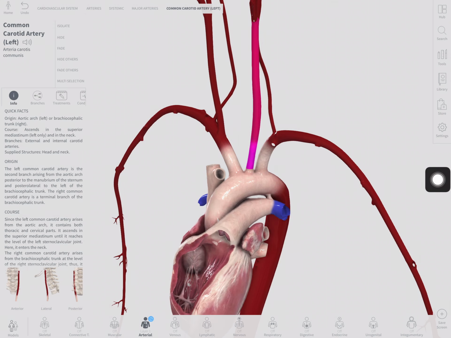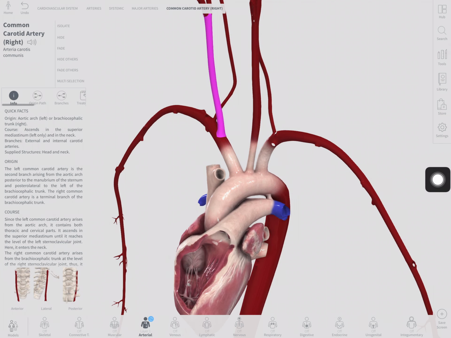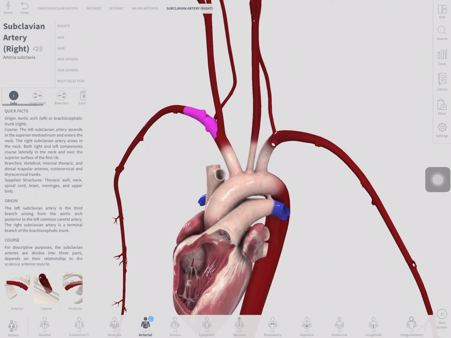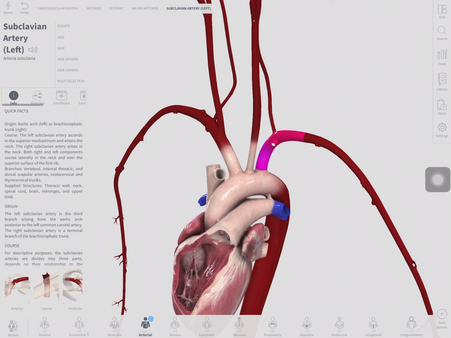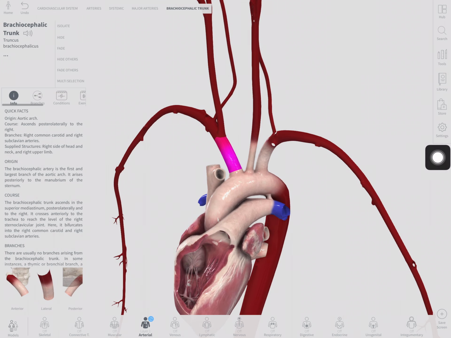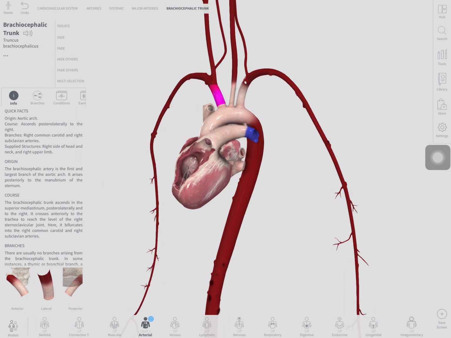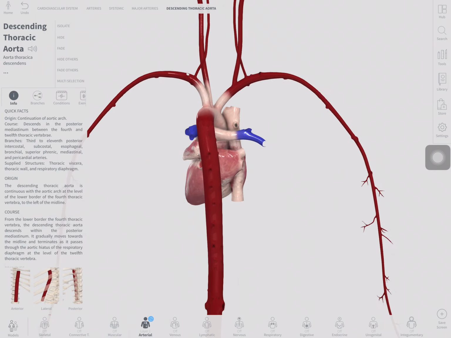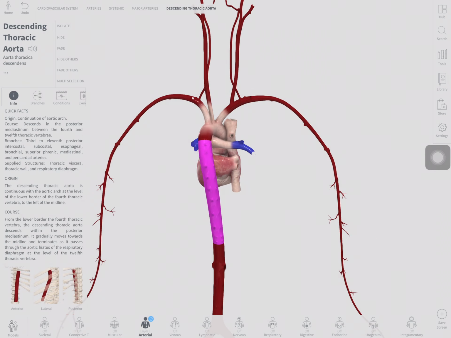This is the right common carotid artery, this is the left common carotid artery. This is the right subclavian artery, and this is the left subclavian artery. So the brachiocephalic trunk is missing on the left. Coming to the descending thoracic aorta, it gives around 12 branches.